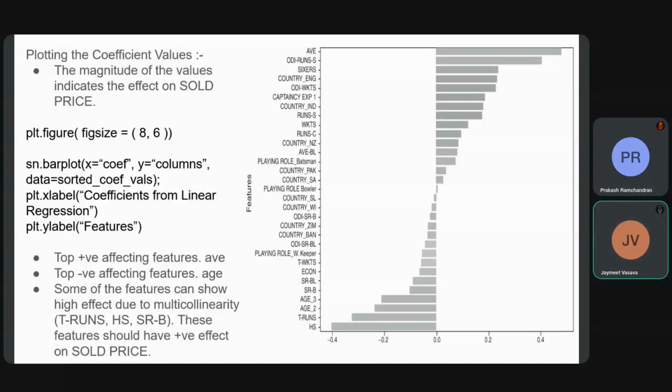Now, some of the features can show high effect due to multi-collinearity, which are the test runs, high scores, strike rate of batsmen, etc. These features should have a positive effect on the selling price, but due to multi-collinearity, it's not.